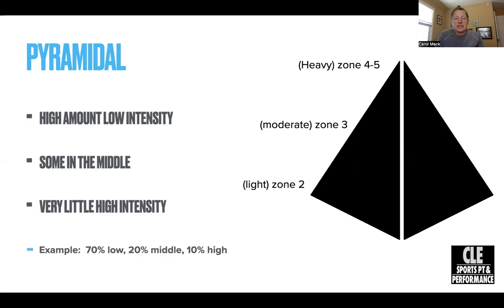Pyramidal training is where you do get a little bit of training in the middle, and the breakdown is about 70% of your time is spent in that low, light training. Maybe 20% is in the middle and 10% is at the high. So you are getting a little bit of that middle gray zone. Again, it's not a lot. The majority of your time is spent in that low intensity.